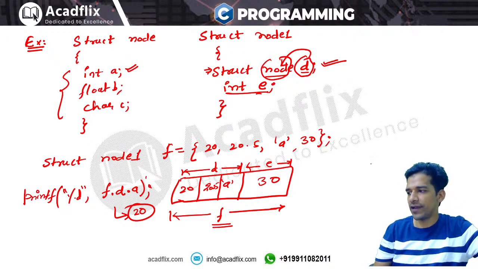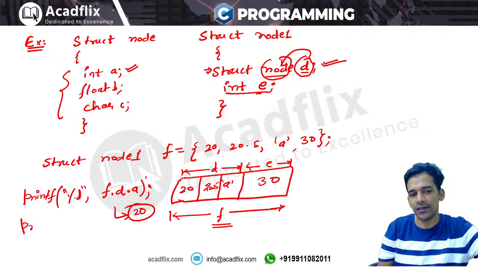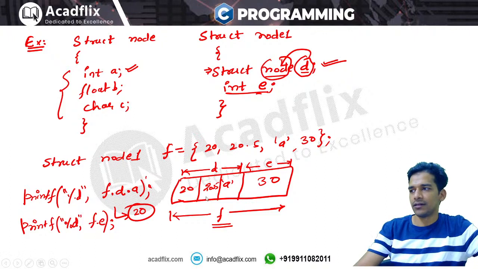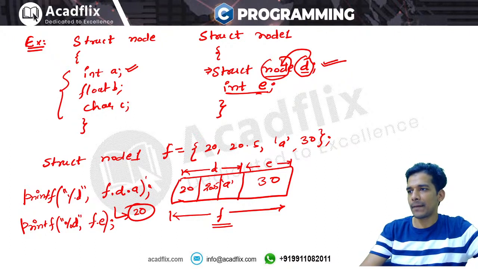If you want to access this value, that is e, you can access it directly like this, printf %d f dot e. Okay, because e is directly a member of structure f, right? So is it clear, everyone?